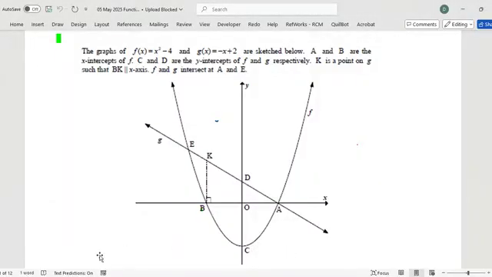Here is the graph of f of x and the graph of g of x. Because of the squared here on this graph, automatically you should know that this one is a parabola.